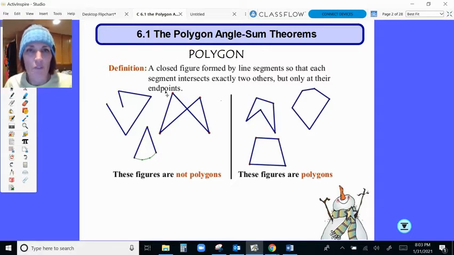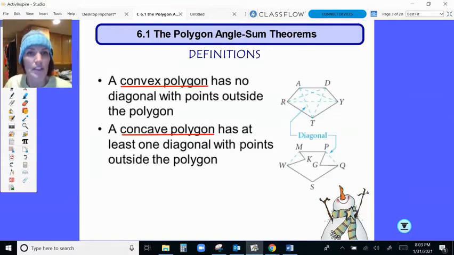But first of all, the definition of a polygon is a closed figure, so no openness like this, formed by line segments so that each segment intersects exactly two others, but only at their endpoints. So right here, even though they intersect each other, they have to intersect at their endpoints, okay? Right here, this is open. Right here, this is not a segment, it's curved. So it has to be endpoint to endpoint, a closed figure in space. So these are polygons. Over here on the left is not any polygons, right?